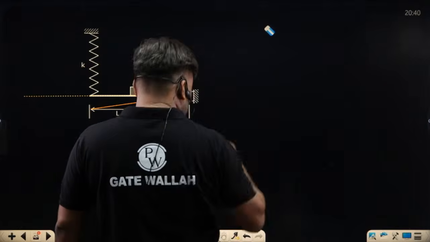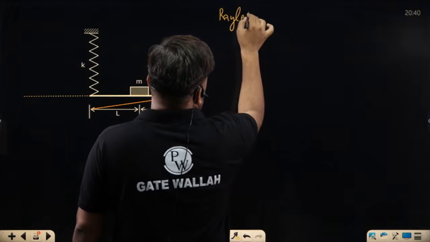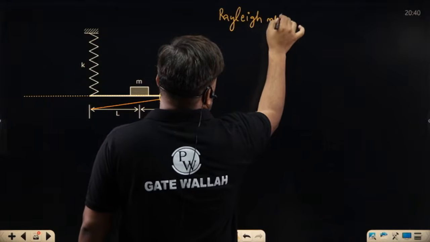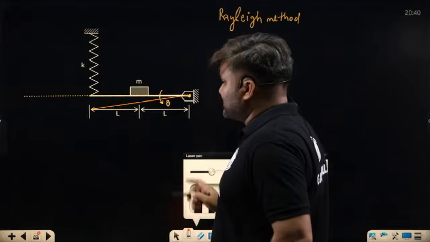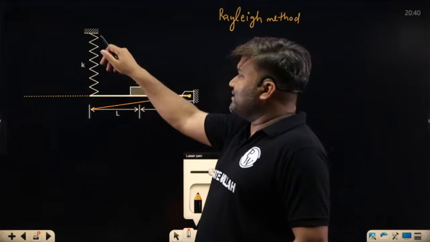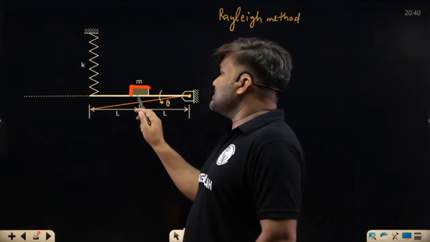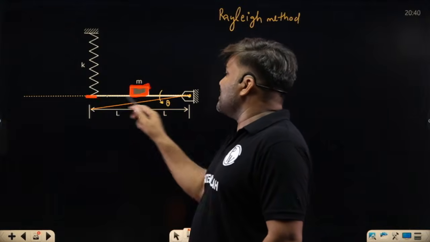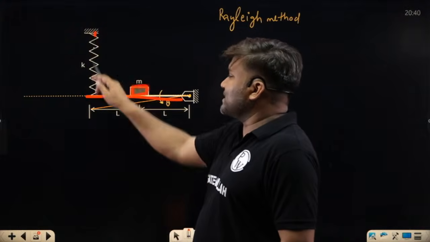Let's talk about the Rayleigh method. Careful, careful, beta. First, think. Do we have a spring mass system? Yes, we have a spring mass system. Do I have only one mass? Yes, and that too concentrated? Yes. The rod is not having distributed mass. Okay, that's great. Only one mass I have, a spring I have.